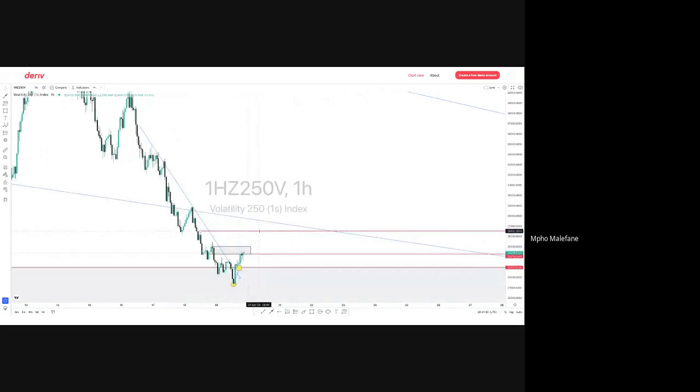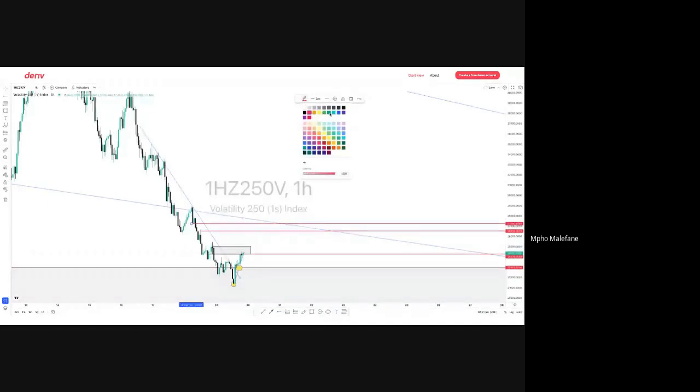Okay, let me set this pen here. So this will be our entry. And this is another imbalance here. Let's check this imbalance. Let's be sure. Let's check this other block in another time frame to see what's up with it as well. Let me switch to 5 minutes.